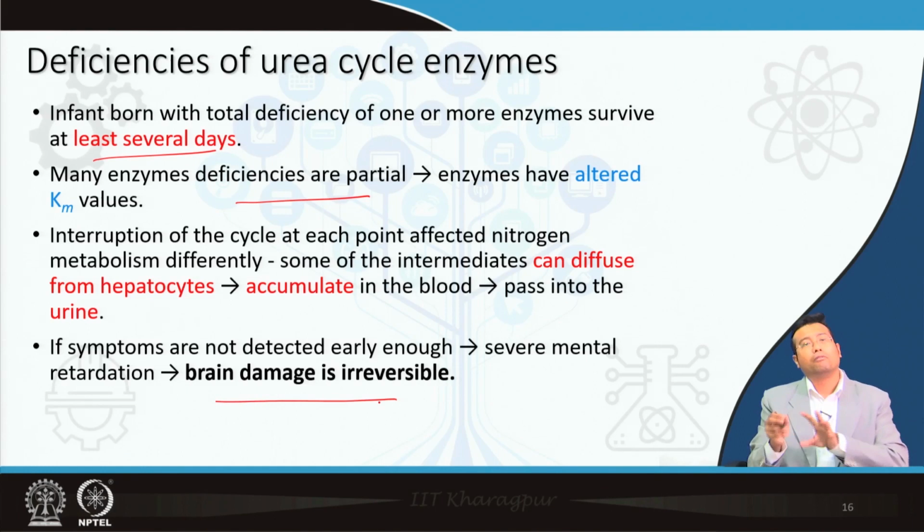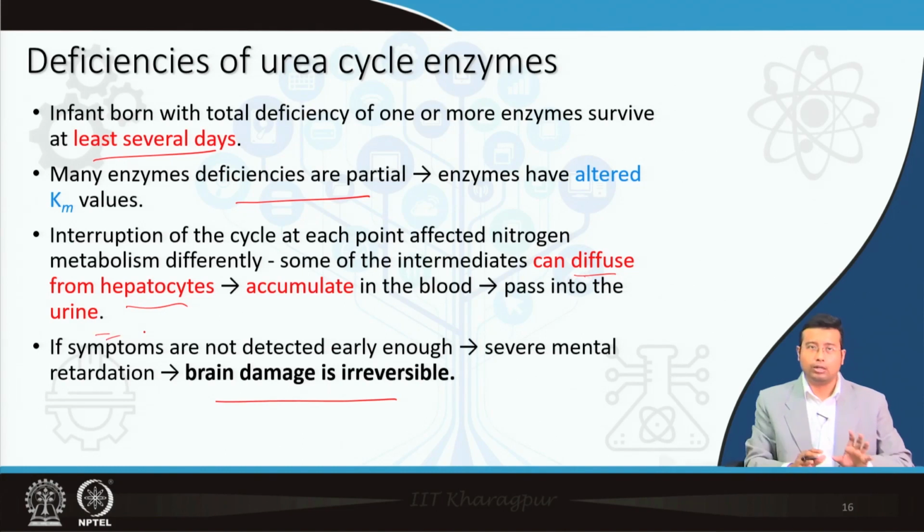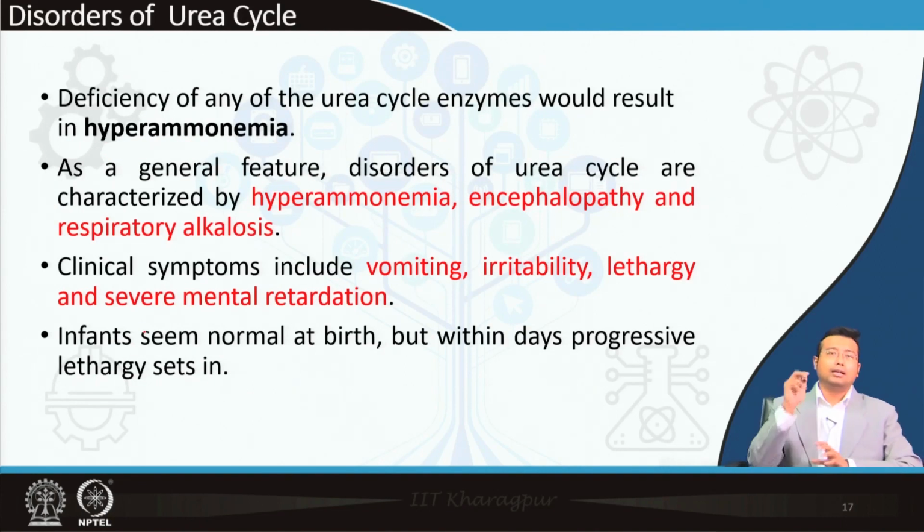I already told you for the first few enzymes, the first two specifically, they are much more dangerous because ammonia is accumulated. On the other hand, in the later stages, multiple intermediates are accumulated that can diffuse from the hepatocyte into the blood and ultimately they are passed into the urine. Still, the collective features mimic ammonia toxicity. So, in general the deficiency of urea cycle enzymes is termed hyperammonemia.